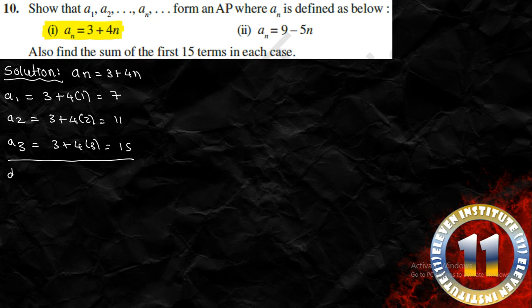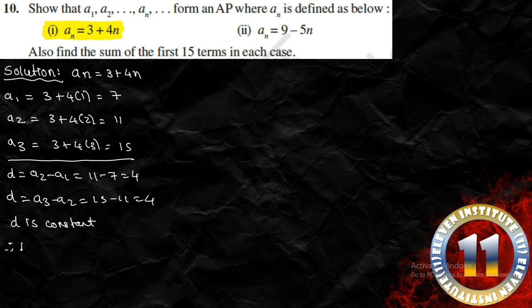So we will write D is equal to a2 minus a1 is equal to 11 minus 7, that is 4. Again I can write D is equal to a3 minus a2, which is 15 minus 11, that is also 4. So value of D is constant, so this forms an AP. Therefore we have arithmetic progression like this: 7, 11, 15 and so on. Now we want to find the sum of first 15 terms.